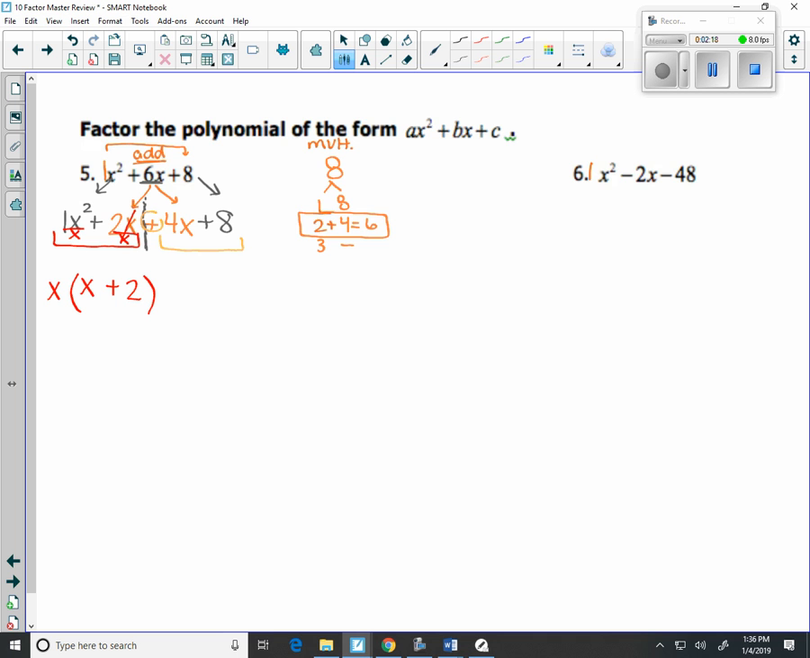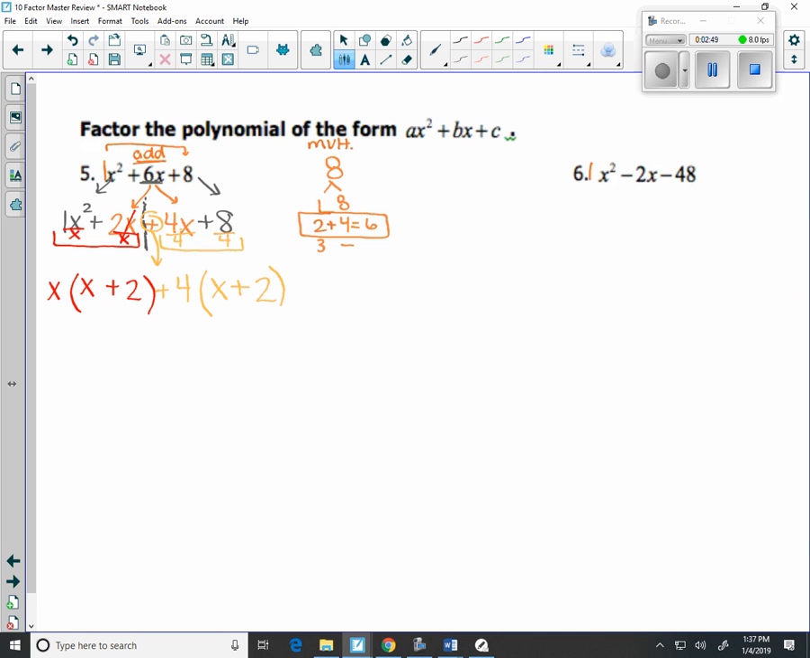We're always going to bring down this middle sign. 4x and 8. What can I divide out there? Well, 4 goes into 8, and that's our smallest number, so I'm going to divide both by 4. I put that 4 out front. 4x divided by 4 is x, and 8 divided by 4 is 2.